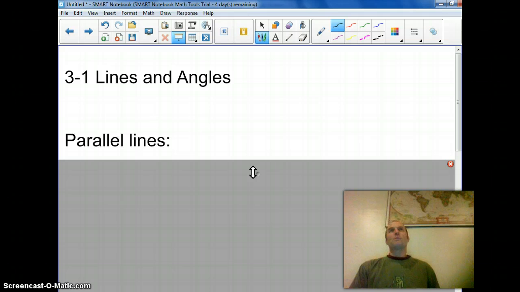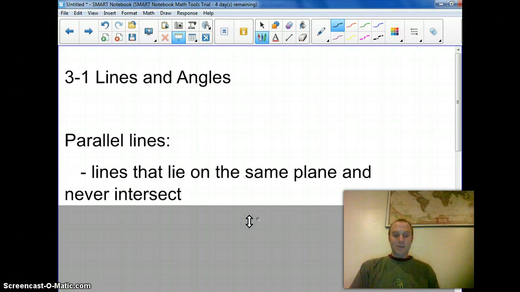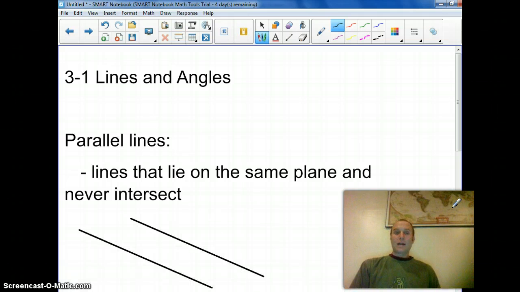So you think about it, two parallel lines on a coordinate plane, they have the same slope. The same slope is important because it helps define parallel lines. Those are lines that lie in the same plane and never intersect. Now, having the same plane is very important.